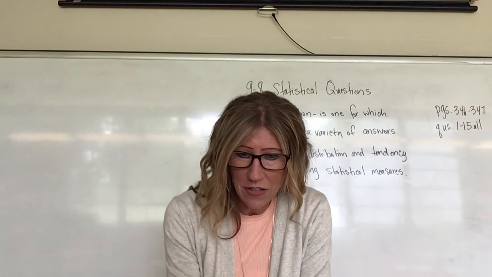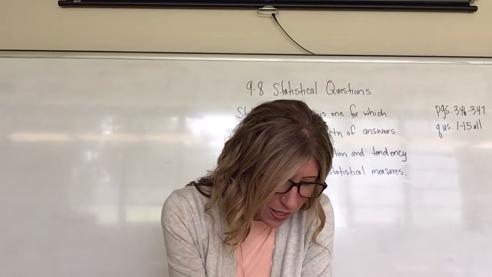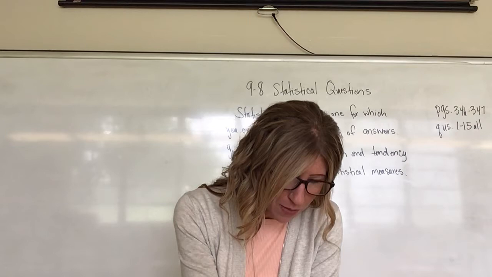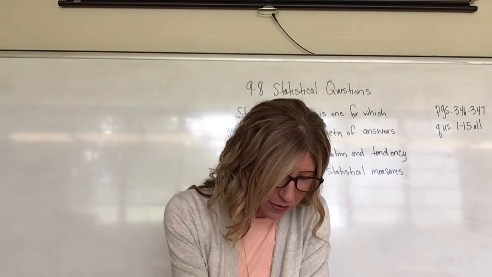Let's start on number one, on page 341. Number one says vocabulary: what term describes a distribution of data that has the same shape on either side of the center? You should have put symmetry. So number one, symmetry.